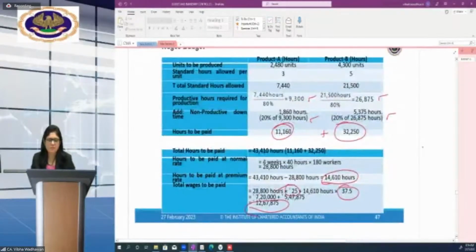12,67,875. This is the wages budget. You can take a note of the wages budget. Very good question to revise before your exams.